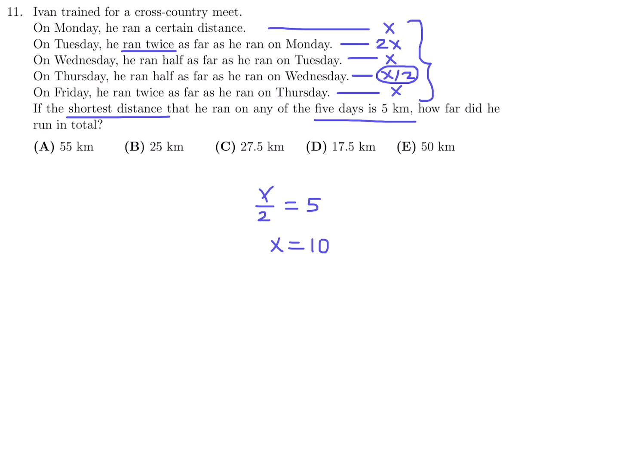So now I can figure this out in terms of a numerical value. If I add all these up in terms of x, it looks like 1, 2, 3, 4, 5, 5.5x. And since x is equal to 10, that is basically 5.5 times 10, which is 55. So number 11, the answer is A.